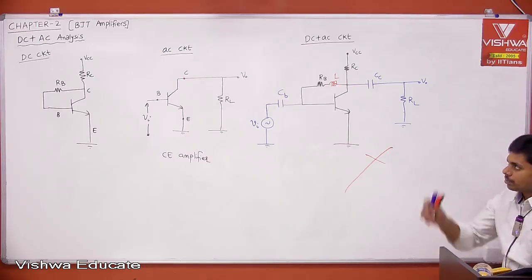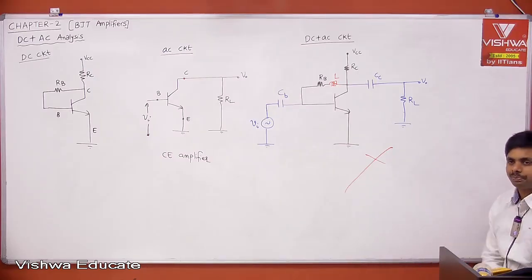With that I can say BJT amplifiers are over. Then we can go for workbook problems or the previous GATE problems. Then we can switch to chapter 3, FET amplifiers. But FET amplifiers will not take the same time as BJT amplifiers. You will understand why it won't take that much time. Just wait and see. Okay.